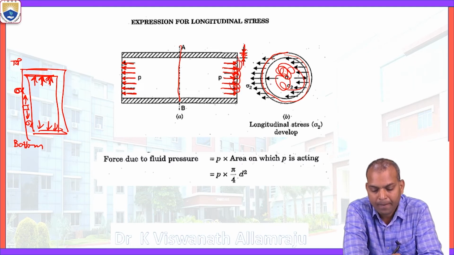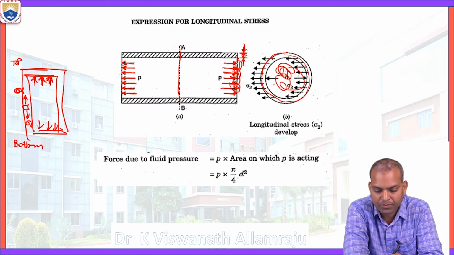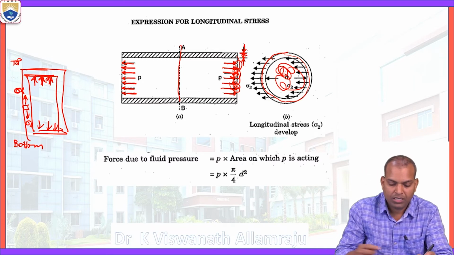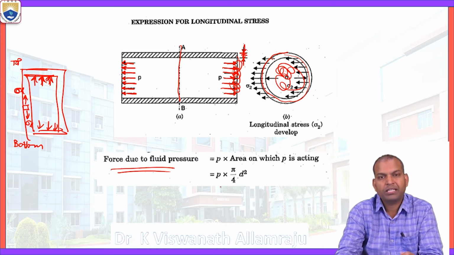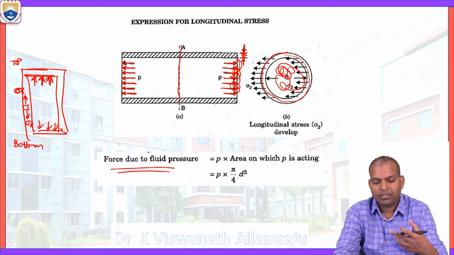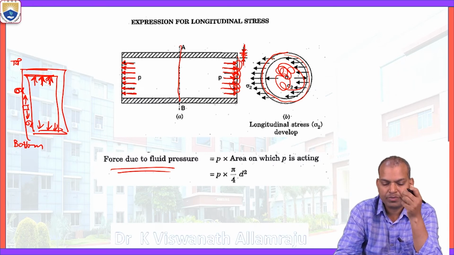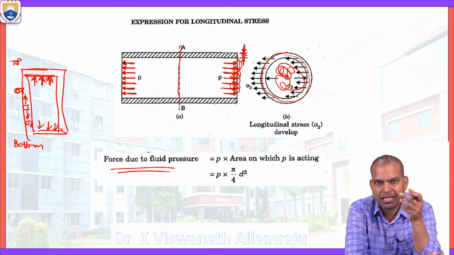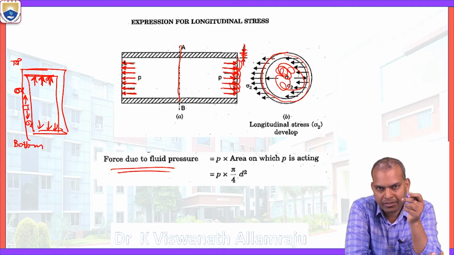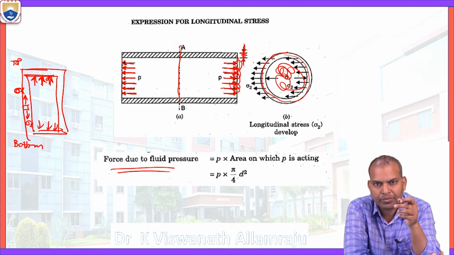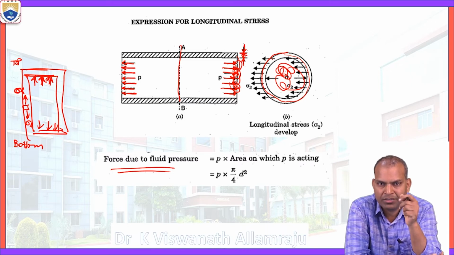What is the fluid pressure? P is the pressure, and the fluid pressure force equals pressure into area, that is pi d square by 4. What is the limiting case condition? The bursting takes place when the internal fluid pressure force is greater than the force developed by the longitudinal stress. When it exceeds the force developed by the longitudinal stress, then bursting takes place. So what is the limiting condition?